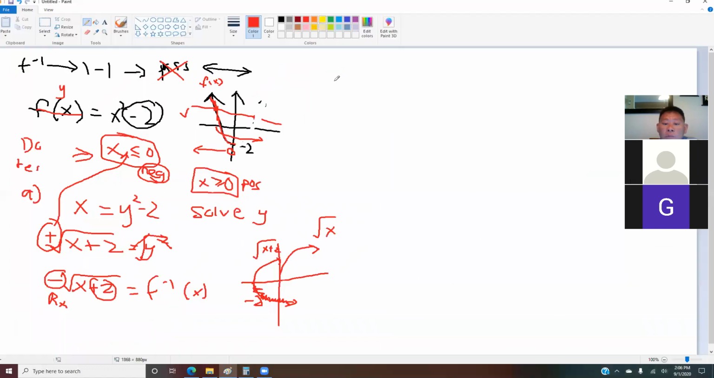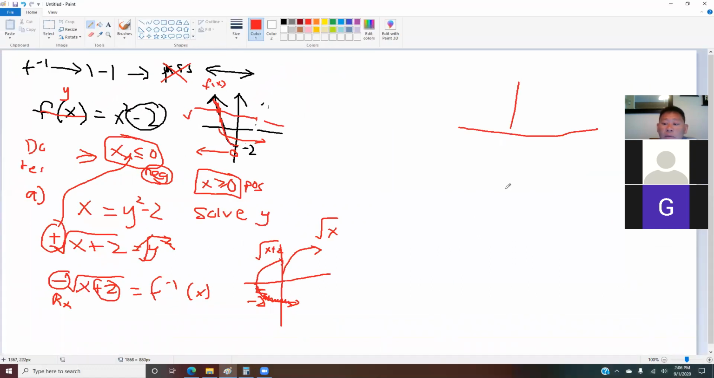Do you remember this black graph that we drew earlier on? This is at negative 2 here. This is the original function. So what is the domain of this graph?